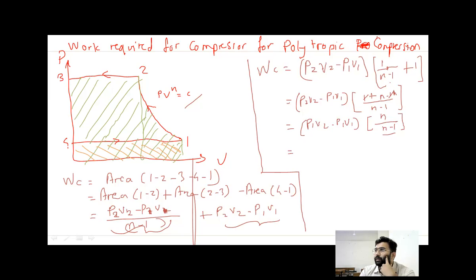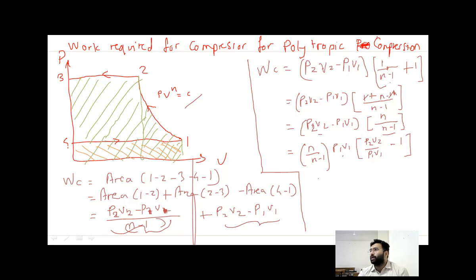Now I will take P1 V1 common. So n upon n minus 1 will be there. I'll take P1 V1 common. So what will remain here? P2 V2 divided by P1 V1 minus 1. Okay, so there is a little bit of a trick here. If you multiply this again into the bracket, P1 V1 will get cancelled, we'll get P2 V2, and multiplying by 1, we'll get P1 V1. So I have just taken P1 V1 outside the bracket, so inside this will remain. Right?